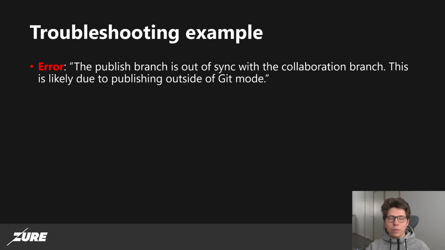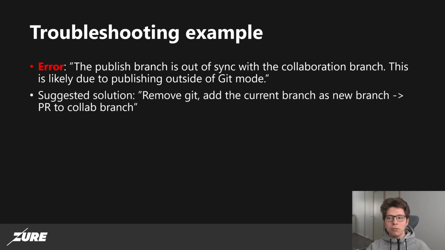So lastly, we had an example of a troubleshooting issue. Basically, the error message was that the publish branch is out of sync with the collaboration branch, and this is likely due to publishing outside of the Git mode. But as I showed you earlier, it's impossible to publish outside the Git mode. It's disabled. The only way this could happen is if you have your own ARM templates that deploy the same stuff that the auto-generated ARM would, and you have edited those manually. But that was not the case for us.